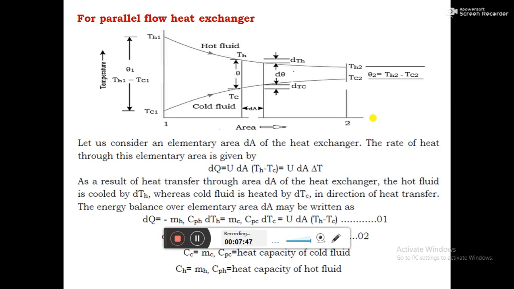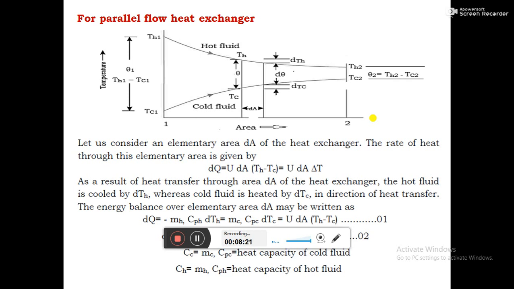Now we are discussing the design of heat exchangers for a parallel flow heat exchanger using the NTU method. First, let us consider an elementary area dA of the heat exchanger. We considered a smaller amount of area dA of the heat exchanger.